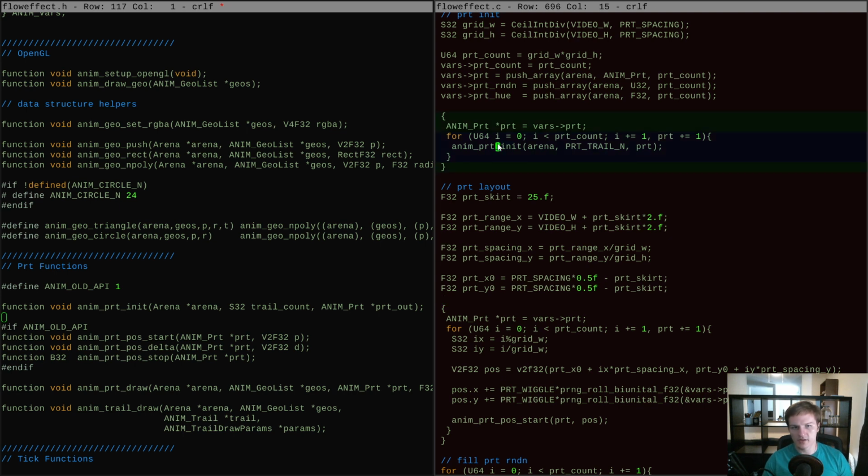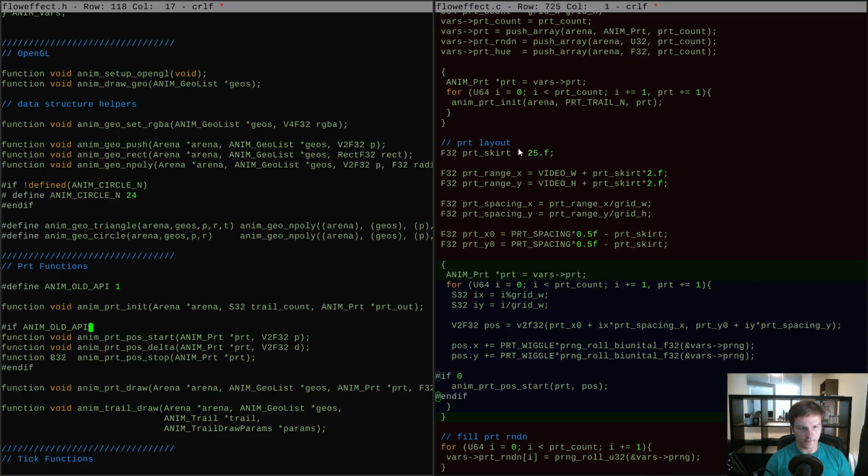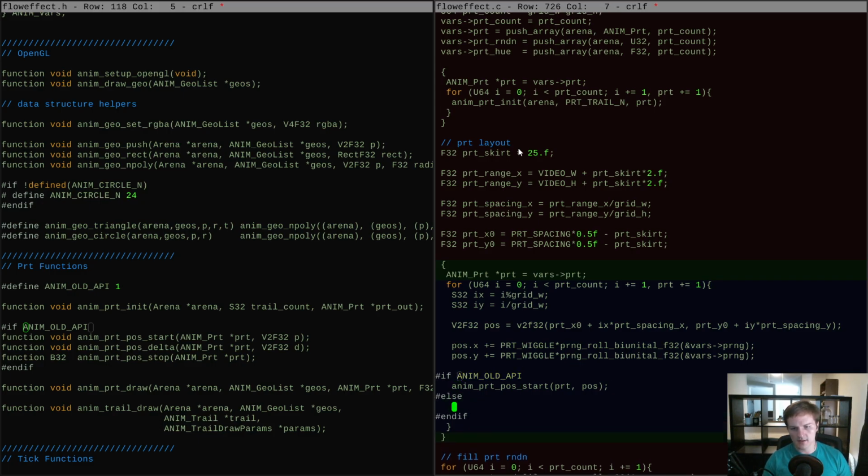So that initializes all the particles. We're not getting rid of that. But this here is the old way of doing the initial layout. And the new way would be something like, okay, we know a particle needs to start existing.